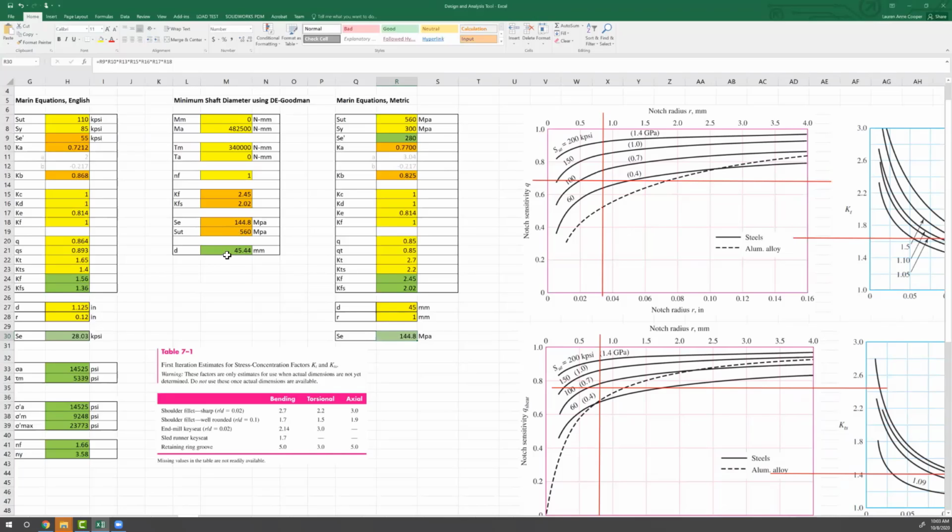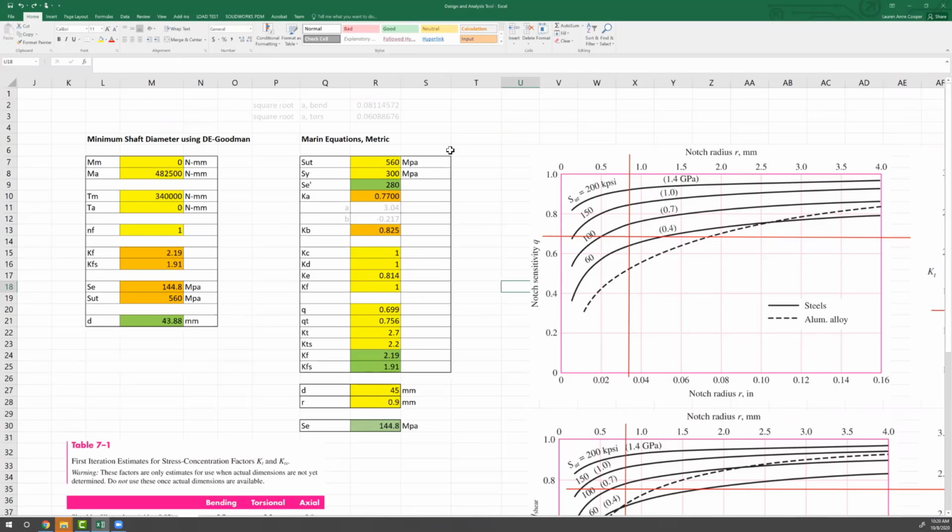I am not going to change this right now because I picked pretty conservative estimates for Q, and now would be the time to use our actual geometry of 45 millimeters to update these values for Q and QT to get better estimates for the fatigue stress concentrations. So it might very well be the case that 45 meets requirements, even though equation 7-8 is showing 45.44. Again, this estimate is using more conservative values of the notch sensitivity and hence fatigue stress concentration factors. All right, so let's look at actual geometry.